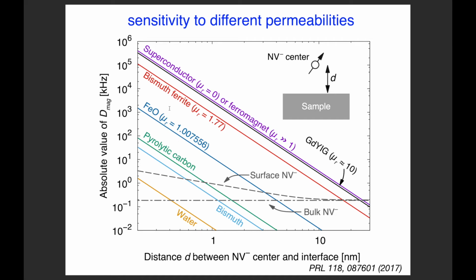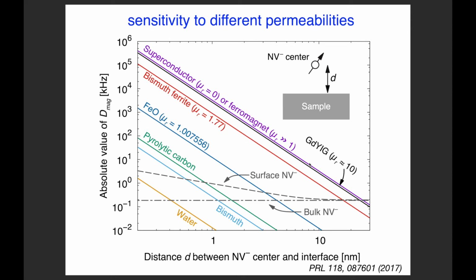You have an iron oxide, you have a bismuth ferrite, you have a pyrolytic carbon over here. Even bismuth has a sufficient response that it might be detectable. And the line for a ferromagnet with a divergent permeability and a superconductor whose magnetic permeability is 0 is the same, because the size of the image spin is going to be the same.